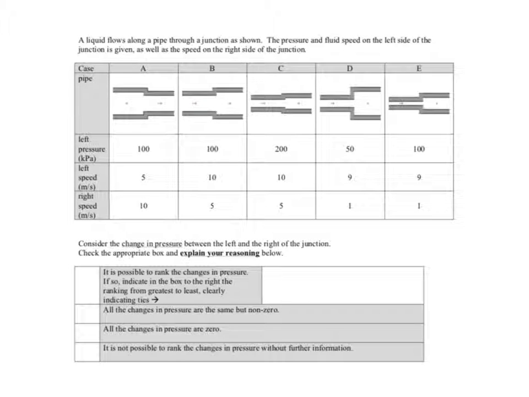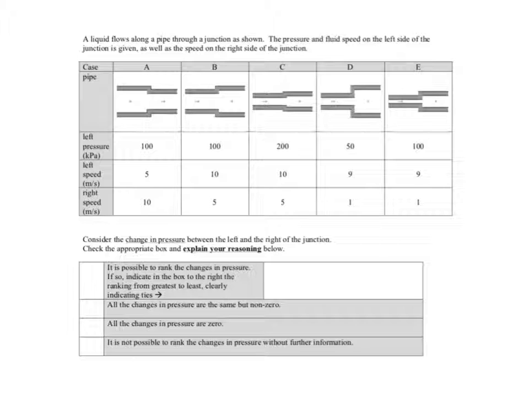Chapter 15, Sample Problem Number 12. A liquid flows along a pipe through a junction as shown. The pressure and fluid speed on the left side of the junction are given, as well as the speed on the right side of the junction. Consider the change in pressure between the left and right of the junction. Check the appropriate box and explain your reasoning below.